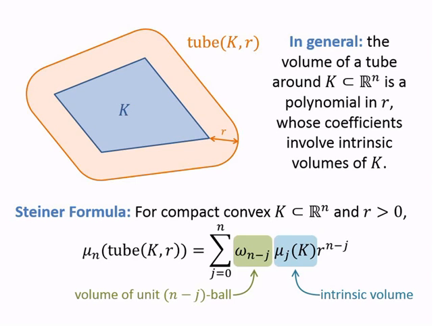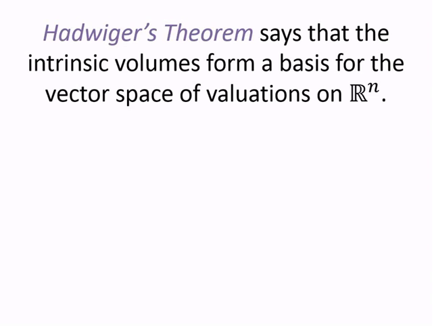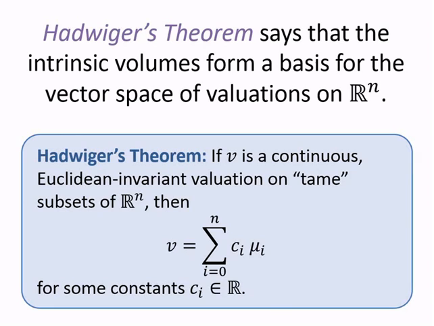Okay, so one thing that's really nice about the intrinsic volumes is that if we understand the intrinsic volumes, we pretty much understand all Euclidean invariant continuous valuations on sets. And the statement of the theorem that says this is Hadwiger's theorem. Hadwiger's theorem says that the intrinsic volumes actually form a basis for the vector space of, I should say, continuous Euclidean invariant valuations on nice sets in Rn. The fact that there is a vector space of valuations is not something we should necessarily take for granted. But there is a vector space, and the intrinsic volumes form a basis.